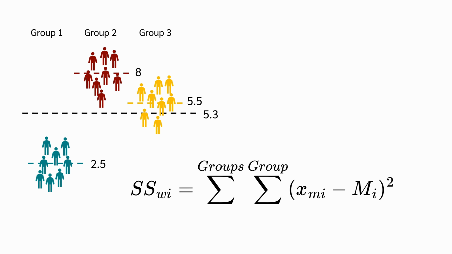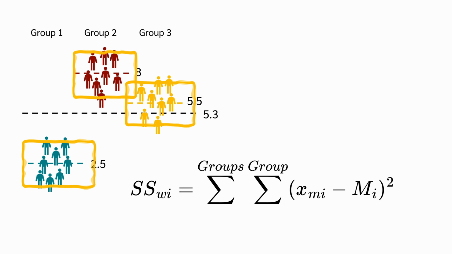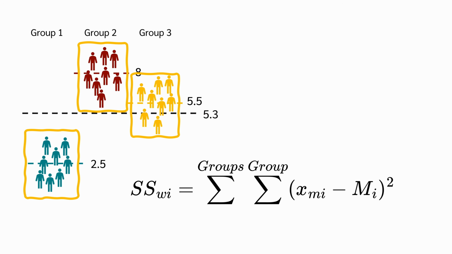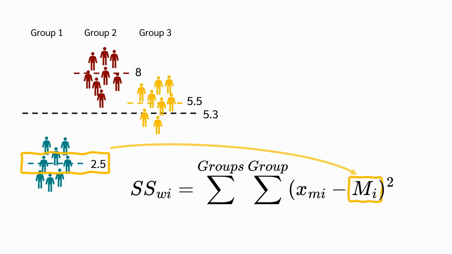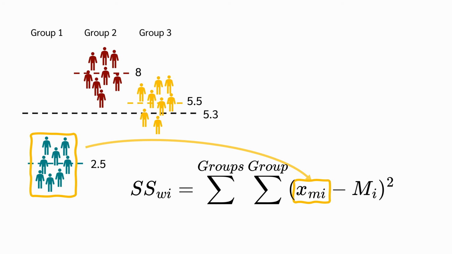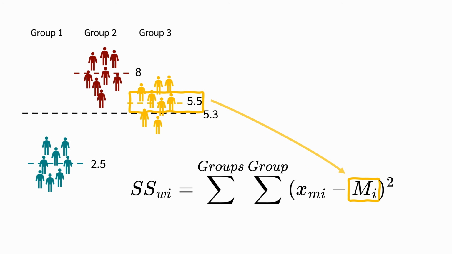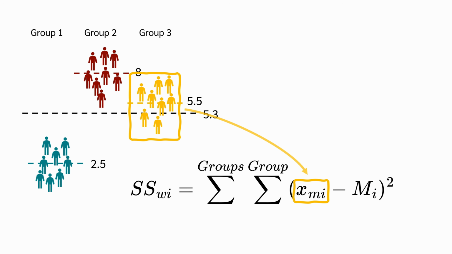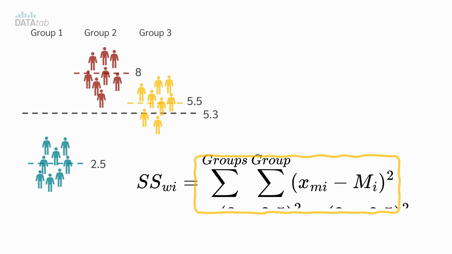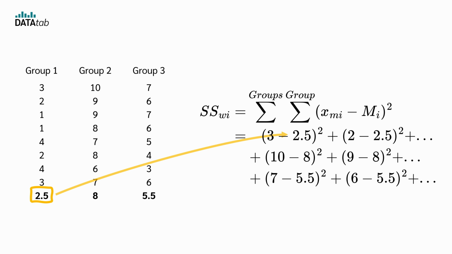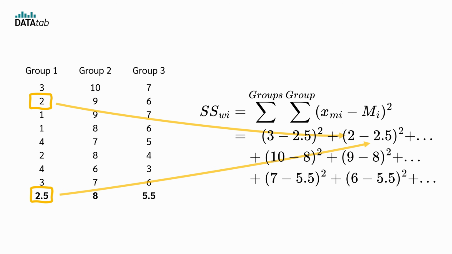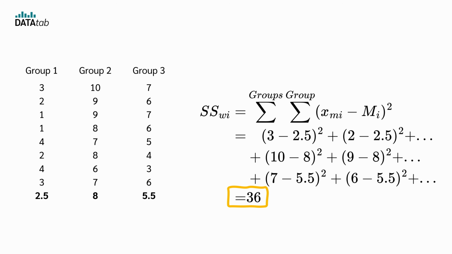Now we can calculate the sum of squares within the groups. To calculate this, we subtract the mean of each group from each individual value within that group. So we subtract the mean of the first group from each of its values, the mean of the second group from each of its values, and the mean of the third group from each of its values. We square the differences obtained and add everything up. For example, in group 1, we subtract the group average of 2.5 from the first value, from the second value, and so on. In total, we get a sum of squares within the groups of 36.